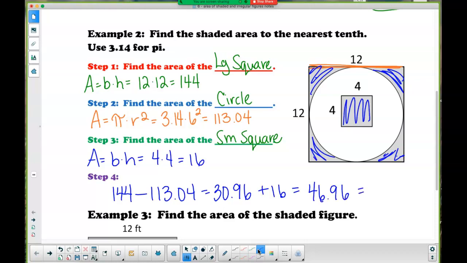46.96, which rounds to 47. I'm rounding to the nearest 10. It would be 47. Questions there? Okay, let's look at example 3 then.